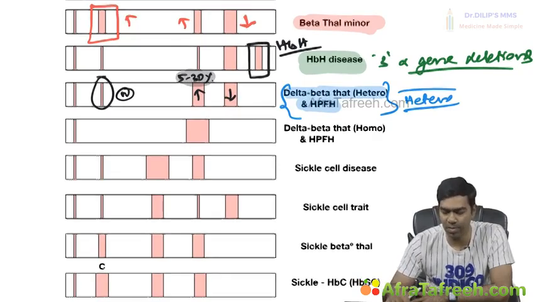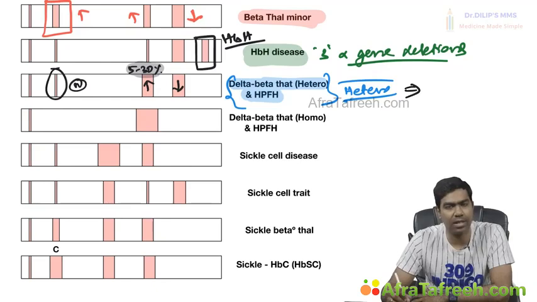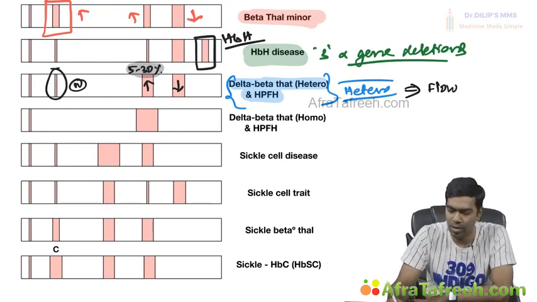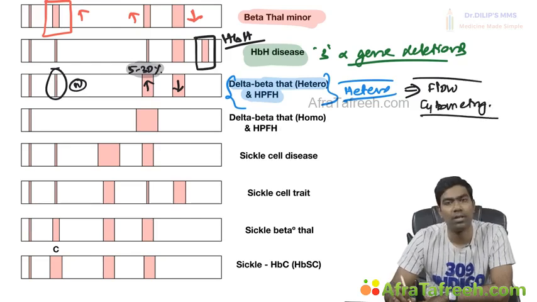But how will you differentiate between heterozygous delta beta thalassemia and heterozygous HPFH, that is hereditary persistence of fetal hemoglobin? Very, very simple. I already told you, do a flow cytometry. Originally they did something called a Kleihauer-Betke test, but ideally currently we do flow cytometry.